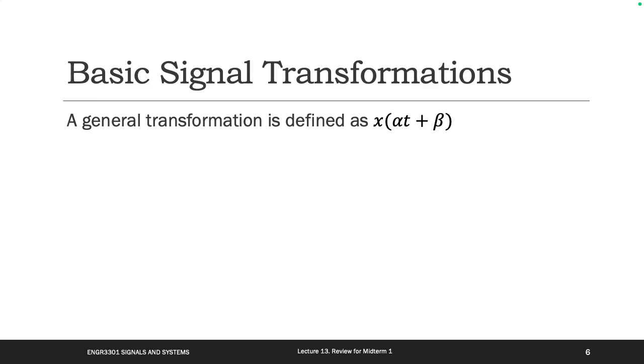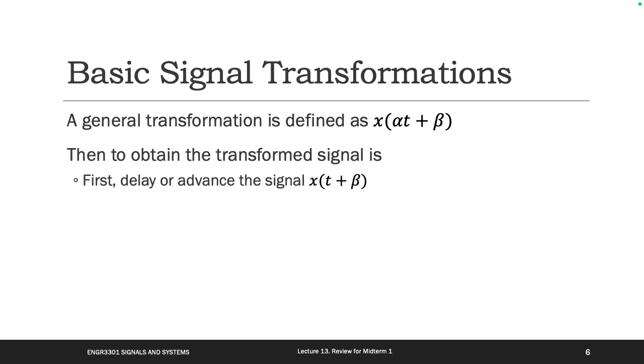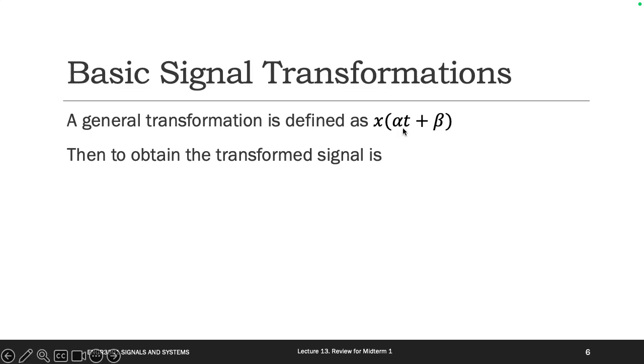A general transformation is defined like this. To obtain the transformations, this is just like the shift. This is the scaling, and the inverse here. If the alpha here is smaller than 0, it will be inverse. Am I right? So when we want to obtain the transformed signal, what's the first step?